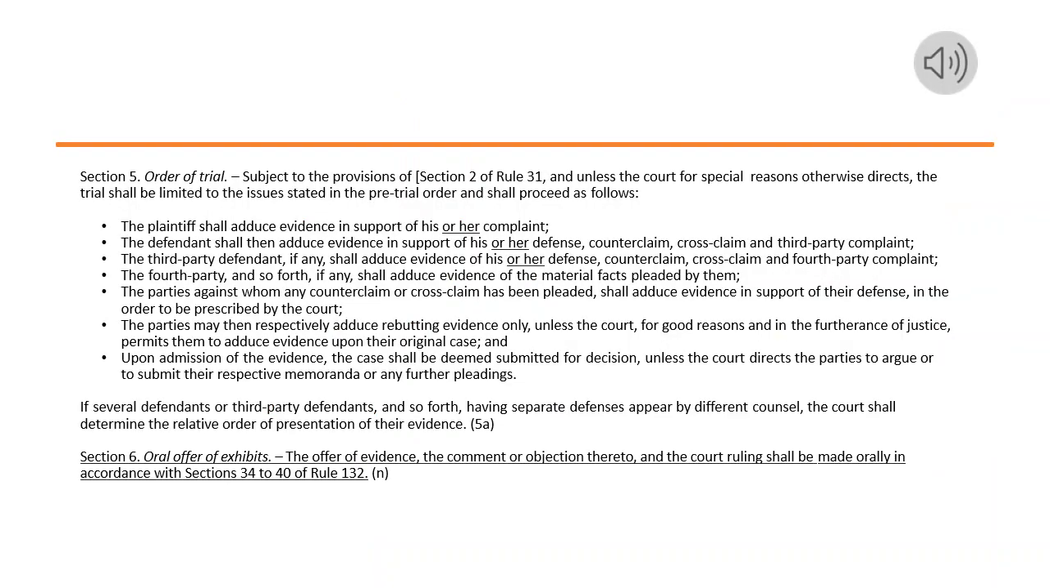Section 5. Order of trial. Subject to the provisions of Section 2 of Rule 31, and unless the court for special reasons otherwise directs, the trial shall be limited to the issues stated in the pre-trial order and shall proceed as follows. The plaintiff shall adduce evidence in support of his or her complaint. The defendant shall then adduce evidence in support of his or her defense, counterclaim, cross-claim and third-party complaint. The third-party defendant, if any, shall adduce evidence of his or her defense, counterclaim, cross-claim and fourth-party complaint. The fourth party, and so forth, if any, shall adduce evidence of the material facts pleaded by them.